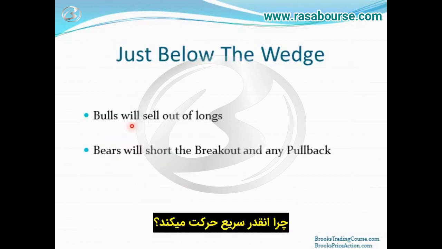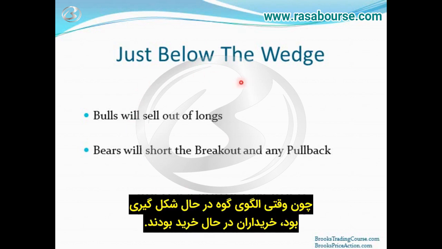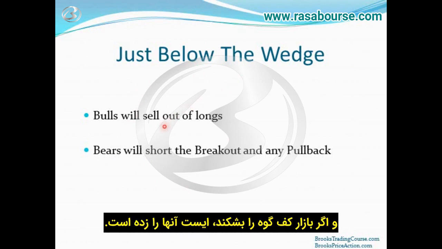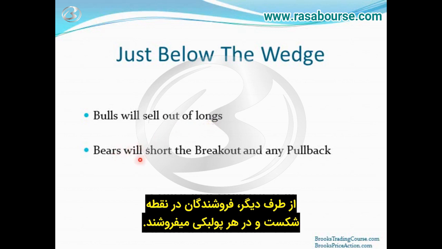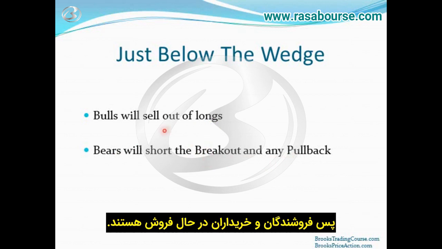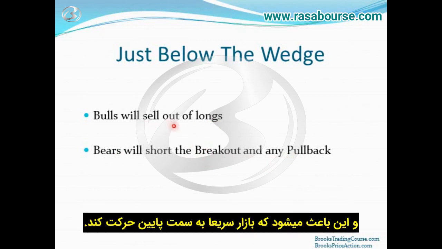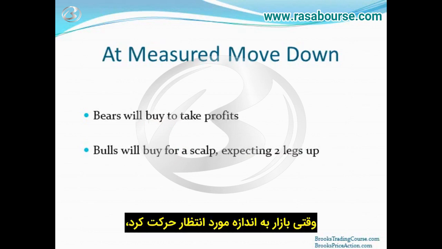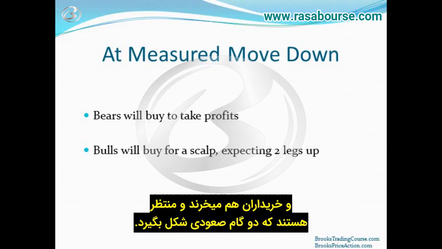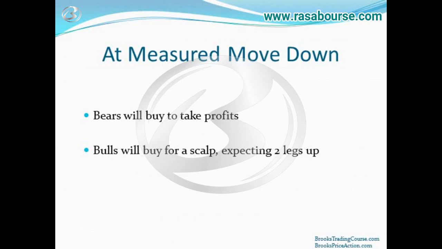And why does it move so fast? Because the bulls were buying as the wedge was forming, and if it falls below the wedge, that's their stop. So the bulls will sell out of longs, and the bears will short the breakout, and they'll short any pullback. So the bears are shorting and the bulls are selling, so everybody's selling, and the market will move down pretty quickly. Once the market reaches the measured move down, the bears will buy back their shorts to take profits, and the bulls will begin buying again, looking for a 2-legged move up.